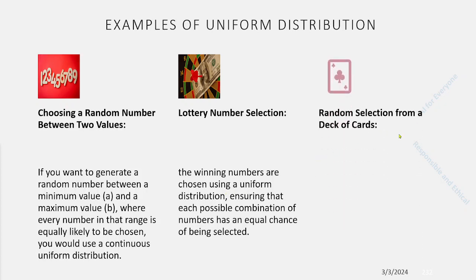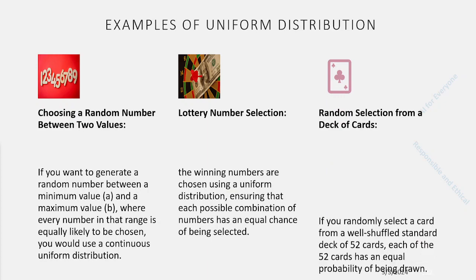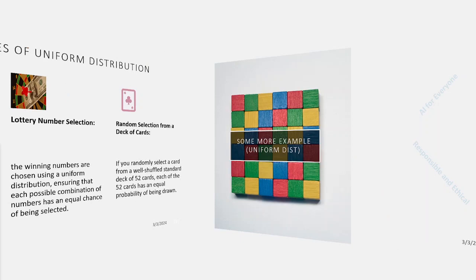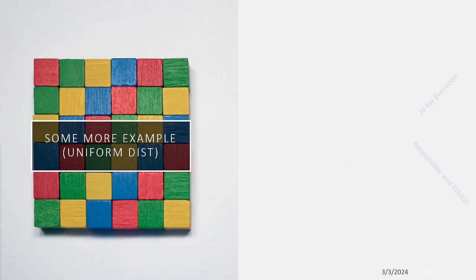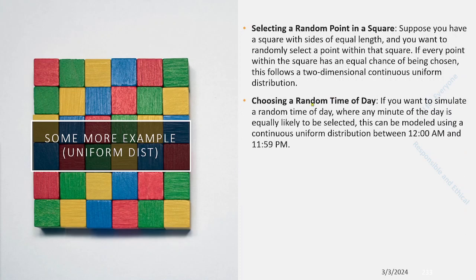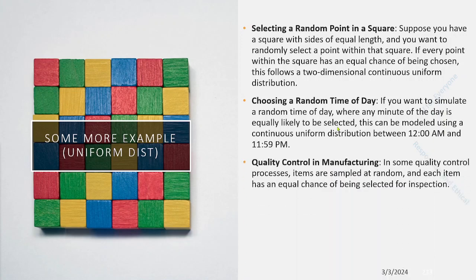Random selection from a deck of cards. Again, every card is equally likely. So you're going to use uniform distribution. Let's say you have a square and you're selecting a random point in the square. Every point is equally likely, so we can use uniform distribution. Random time of a day, again, is a very good use case for uniform distribution.